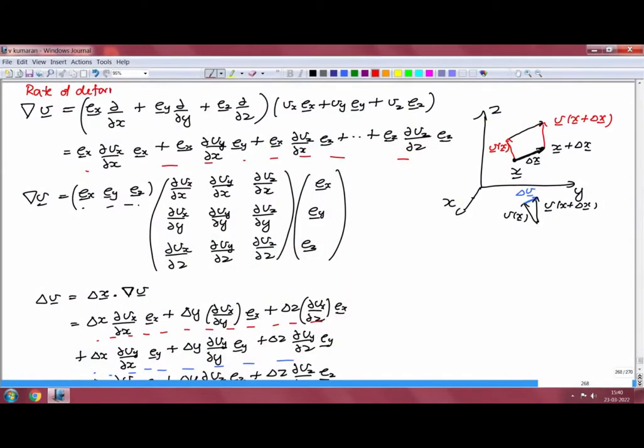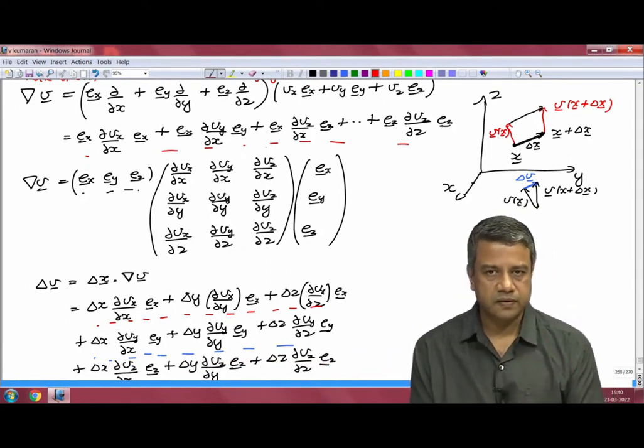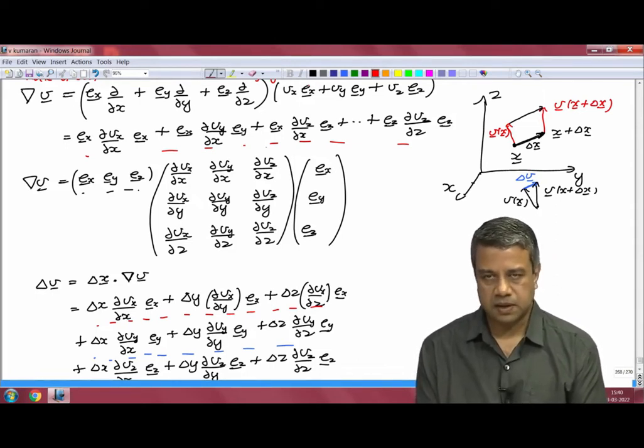So, in the previous lecture we were examining the rate of deformation tensor, or the velocity gradient tensor. That is what we were defining in the previous lecture, and this is the gradient of the velocity, the gradient operator acting on the velocity with no dot product in between.